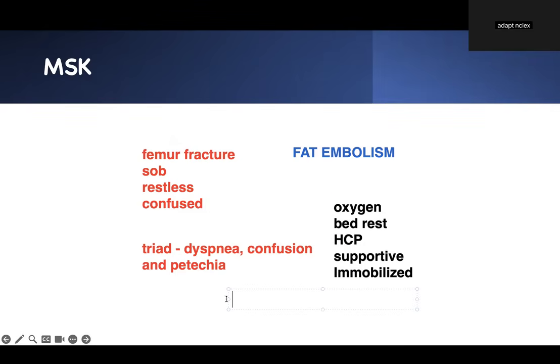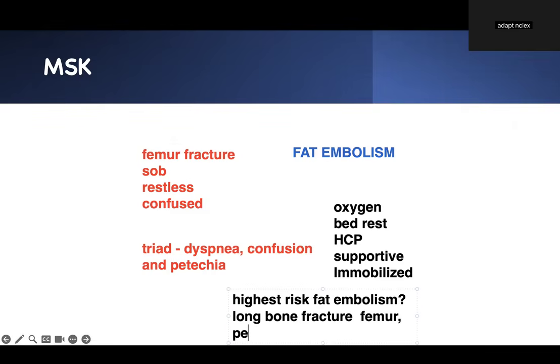This is the question they will ask you: which fracture has the highest risk of fat embolism? Which fracture? What do you think? Is it your wrist? Is it your leg? Is it your chest? The answer is long bone. So watch for the question. Long bone fracture, that's where the prioritization will be. It's going to be a long bone fracture, like a femur fracture or pelvic fracture. These are the ones that can lead to fat embolism. Pay attention to that.